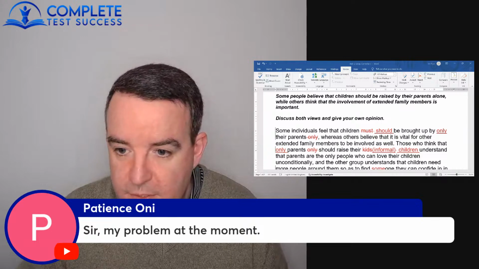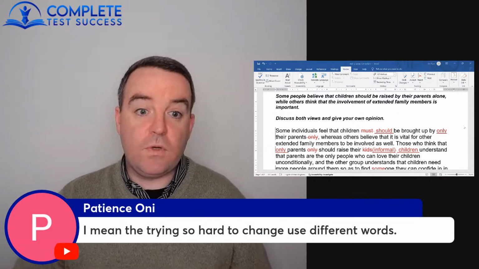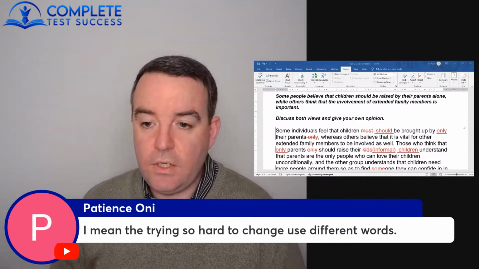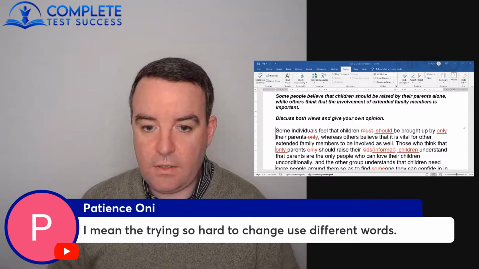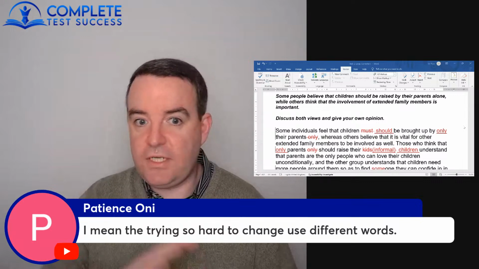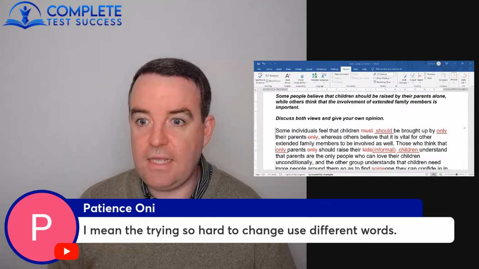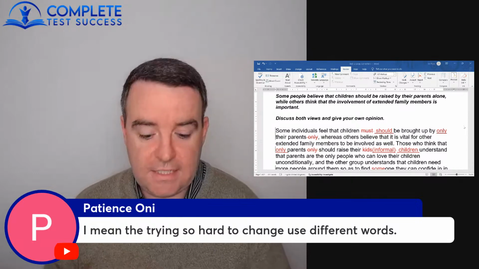Patience says my problem at the moment, you're trying so hard to change and use different words. Definitely. So Patience, you're definitely experiencing that thing where you're afraid to use the word "people" a lot. You're afraid to use the word "family" a lot. You'll try to change everything too much, and you end up making mistakes that you wouldn't necessarily have made if you didn't force yourself into that situation.